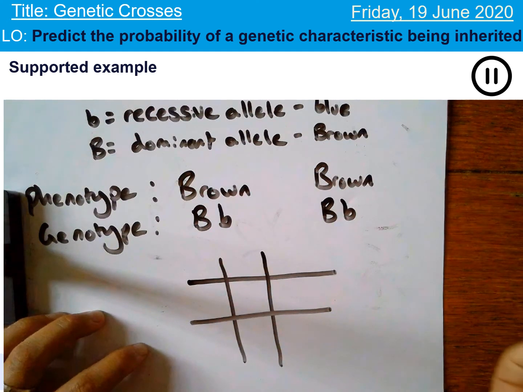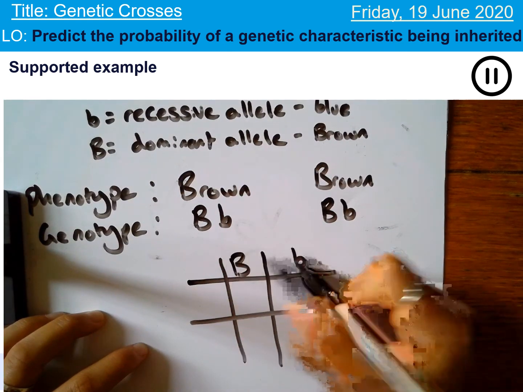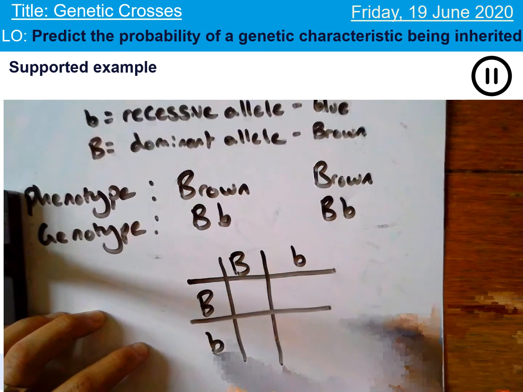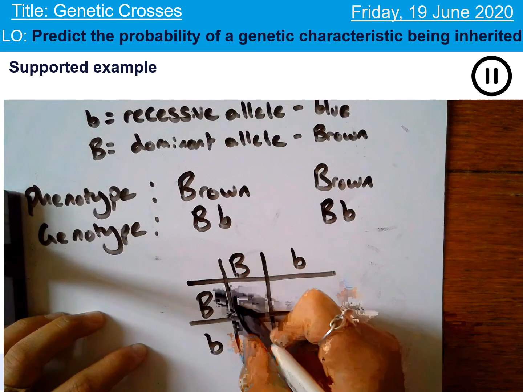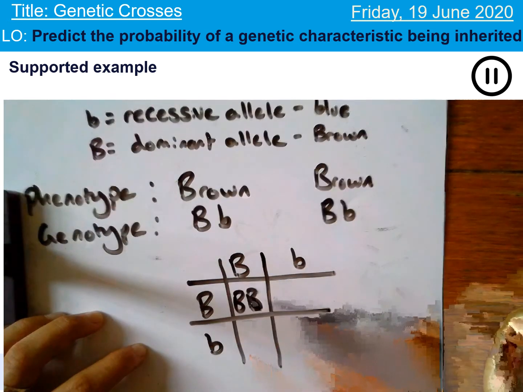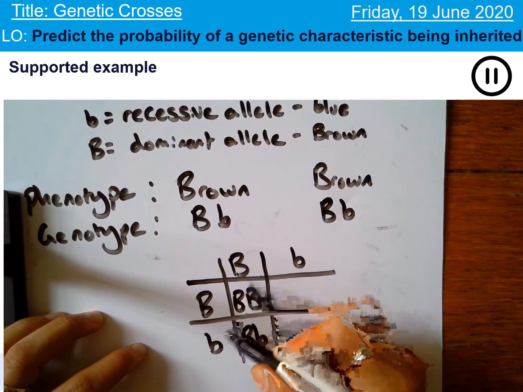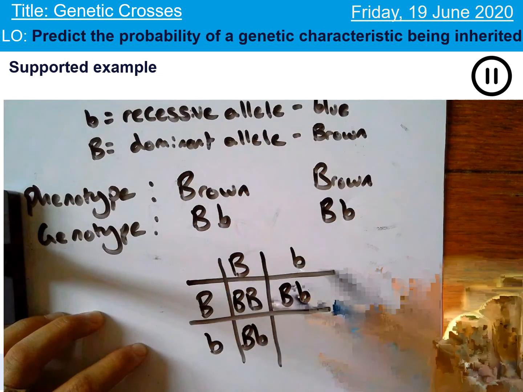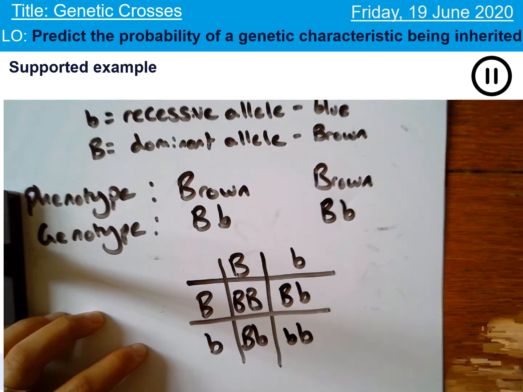Okay, so the first step that you should have done was writing in your parental alleles at the top. So we have one heterozygous parent at the top and one heterozygous parent down the side. We then work through each of our boxes in turn, placing the crosses in the boxes. Here we have a homozygous dominant cross. Here we have a heterozygous cross. In this box it's another heterozygous cross, and in the final box it is homozygous recessive.